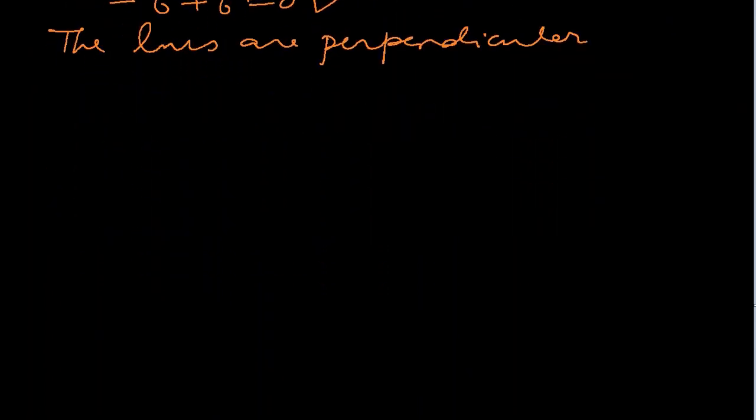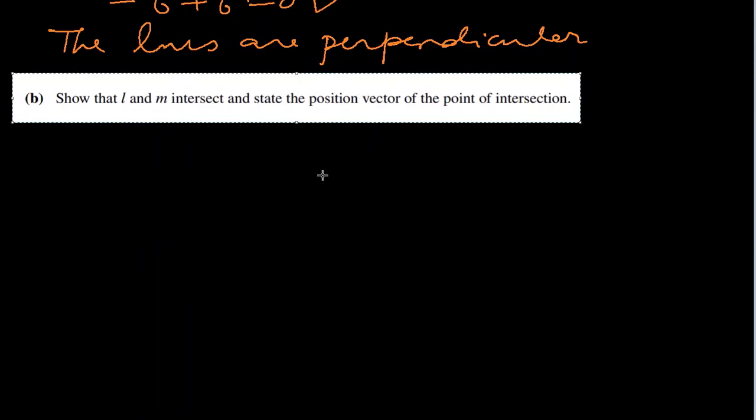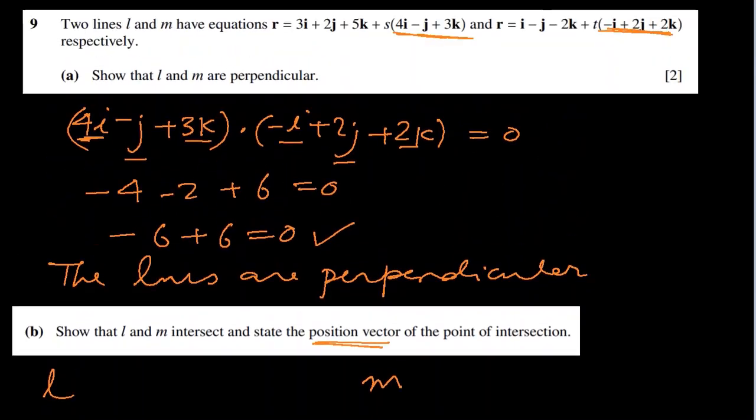Alright, what about the B part? B part says show that L and M intersect and state the position vector of the point of intersection. So we'll just find the point of intersection first and we'll convert that point into position vector. So there's not big difference. I will let you know when we reach there. So the first equation is L. Let me write it here. And second equation is M. The equations of the two are, let me copy them one by one.